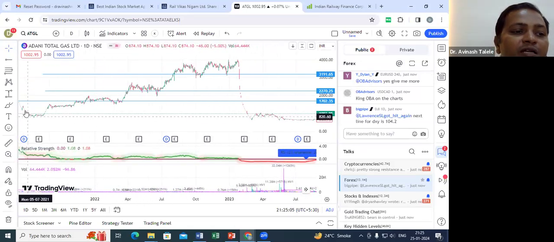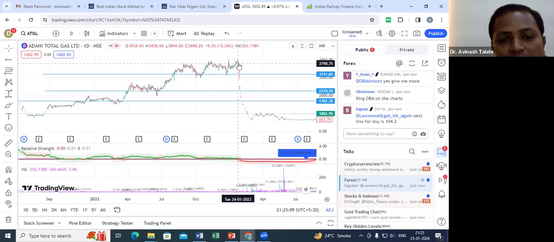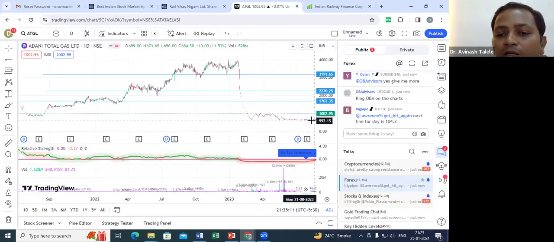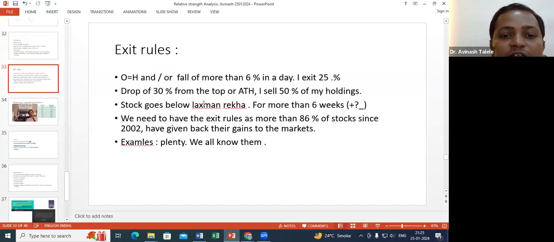So whoever has made the wealth riding up has to exit, or else they will end up giving all of it back to the market. Yes, that was my other rule. The third rule is it continues to underperform for more than 3 months. And the fourth is again a trigger.